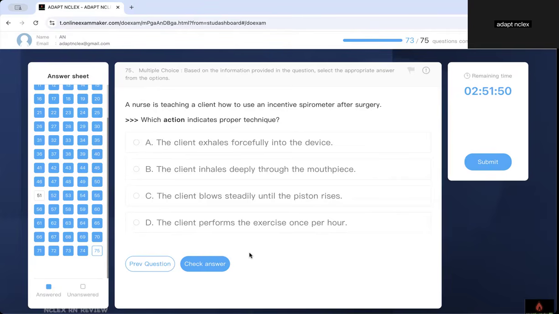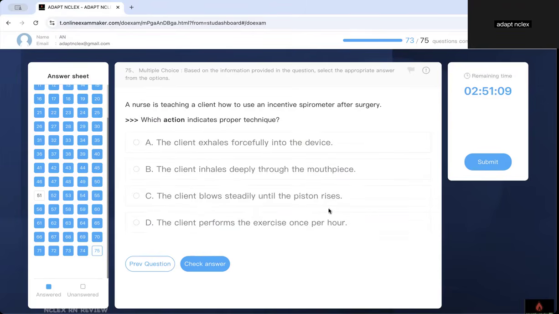Now, the nurse is teaching the client how to use an incentive spirometer after surgery. Which action indicates proper technique? How do you use it? You have to know how to teach the patient. The key is what? Do you blow in or do you blow out? That is all. That means you pull air in or air out. We use it to expand your lungs after surgery. How do you expand your lungs? You suck in air. That's all. So which one? Exhalation or inhalation?